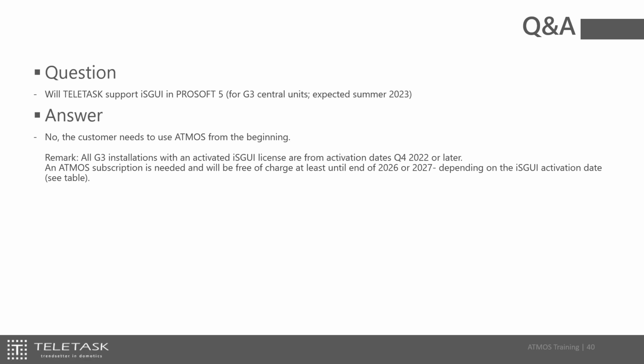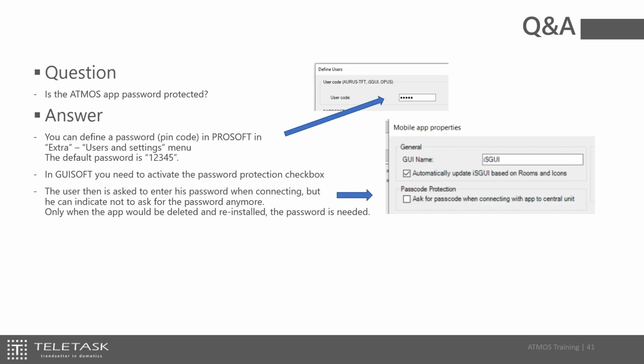So again, same situation. This is another case, another situation, but again, the result is move to ATMOS. All G3 installations with an activated ISGUI license are from recent activation dates, fourth quarter of 2022 or later. So most of them are from 2023. So it means that an ATMOS subscription is needed, but it will be free of charge until end of 26 or 27. So there's no cost for G3 users with an ISGUI license, which is a quite young license. But no problems, for most of the customers, until 1st January of 2028.